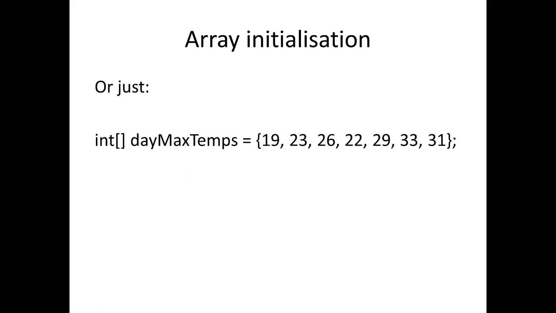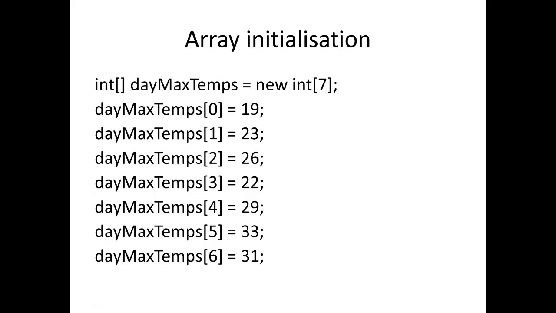If we're going to initialize an array, just the whole set of numbers at the beginning, there's a shorthand way of doing this. We can just do it on the line where we declare the array, and we just put the numbers in curly brackets. And that's, as you can see, much, much simpler than this previous slide here.